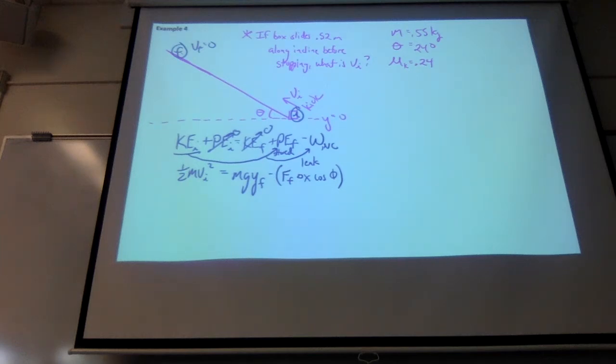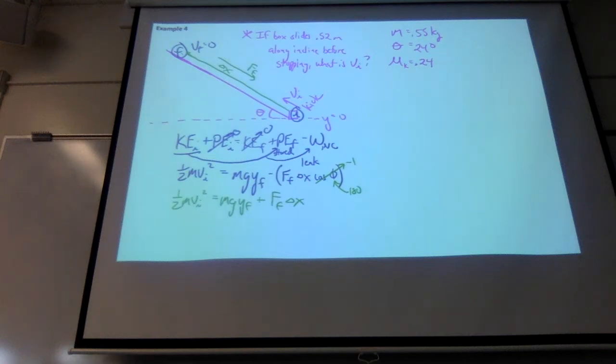So let me go back up to the diagram. The displacement is pointing this way, that's delta x, and the friction is pointing the opposite way, slowing it down. What is the angle between those two? Once again, looks a whole lot like 180. They're pointing in opposite directions. So this is 180, so that's -1, and then I can rewrite the equation again. 1/2 mv initial squared equals mgy final plus the friction force times delta x.